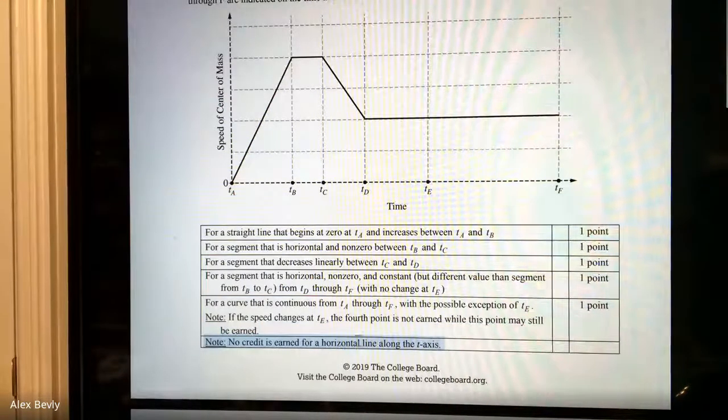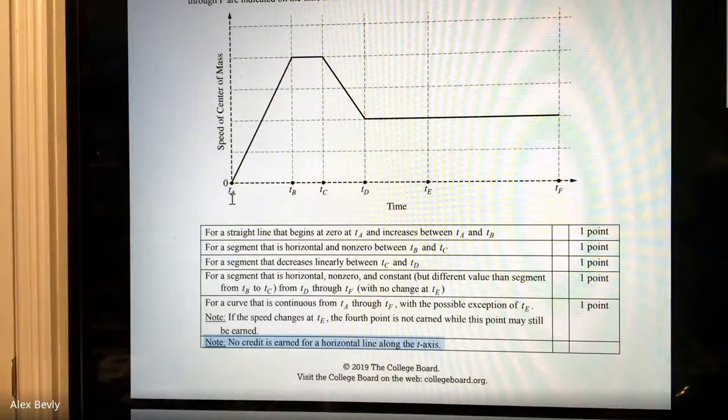No credit is earned for a horizontal line along the t-axis. That's funny. Because there are times in the past where if you just drew a horizontal line like this, you could get some of these points, but they took that out where you can't just draw the horizontal line and get points. That makes me laugh.